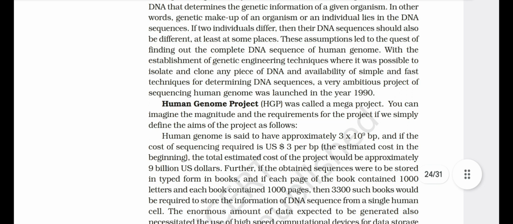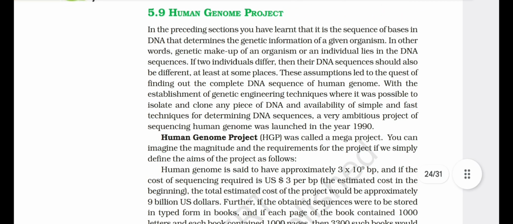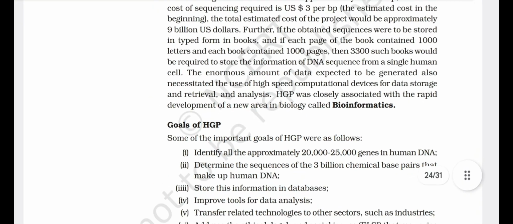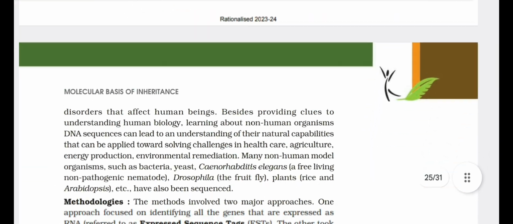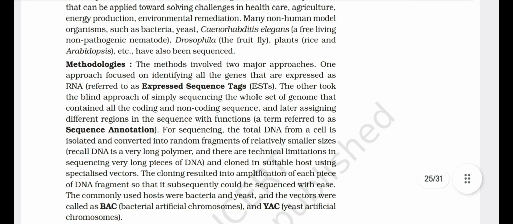What are the objectives or goals of the Human Genome Project? Optimization of data analysis, sequencing the whole genome of humans, identification of the complete human genome, creating a human genome sequence database and storing the data, and taking care of legal, ethical and social issues that the project may raise. Then the methodologies.